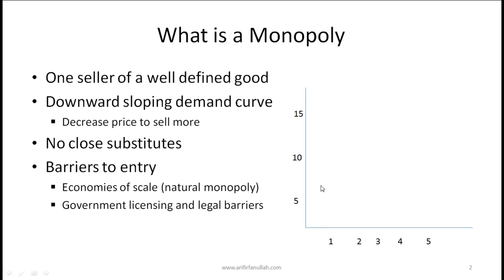So for example, if you are talking about a large city and in that city there's just one producer of electricity, then the producer of electricity is a monopoly. A monopoly will always face a downward sloping demand curve. What that means is that a monopoly must reduce prices in order to increase quantity sold.